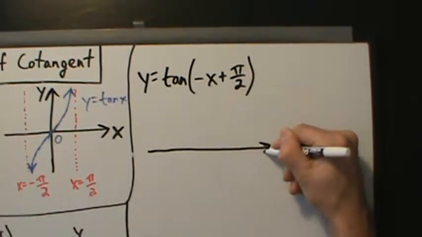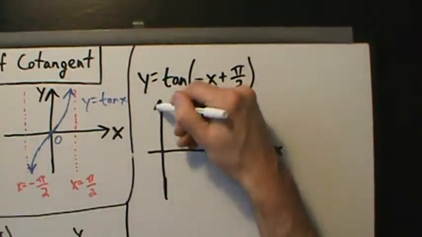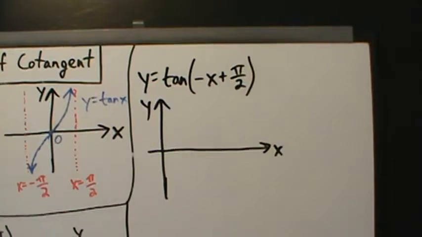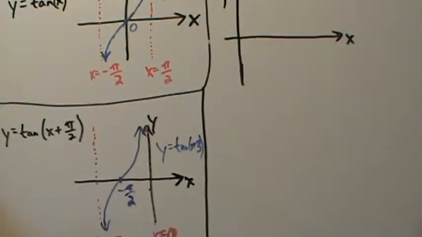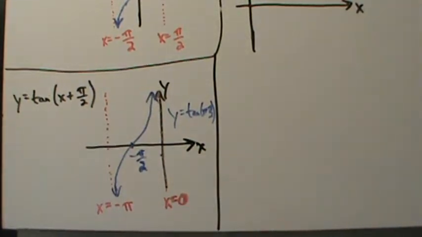So we'll set that up here. Here's our x-axis. Same amount of room on the top and bottom, y-axis. Okay, so if we take this whole thing here and reflect it over the y-axis, let's just look at one piece at a time. So where does this vertical asymptote x equals negative pi go?